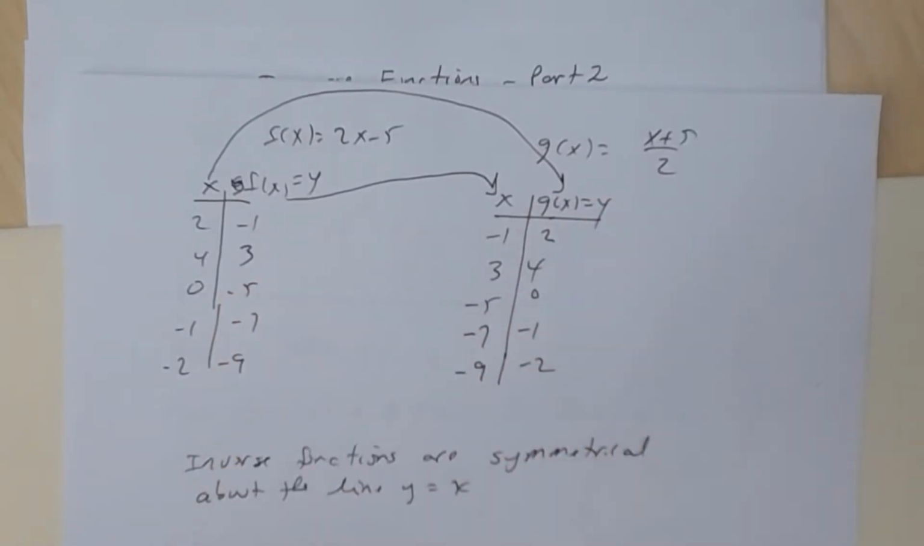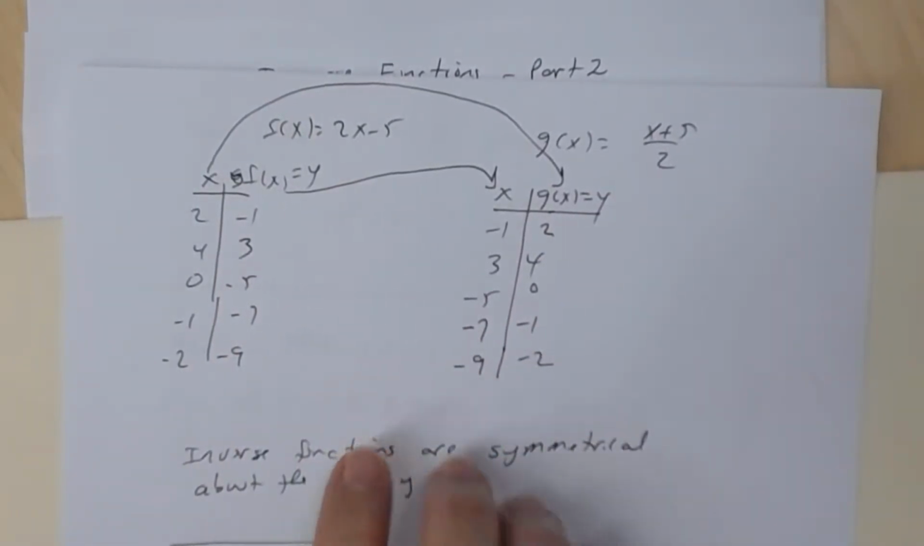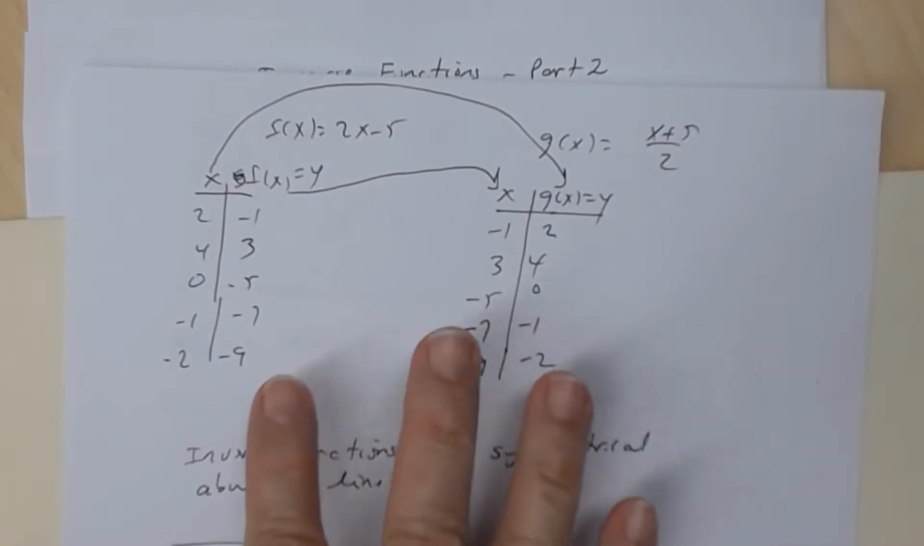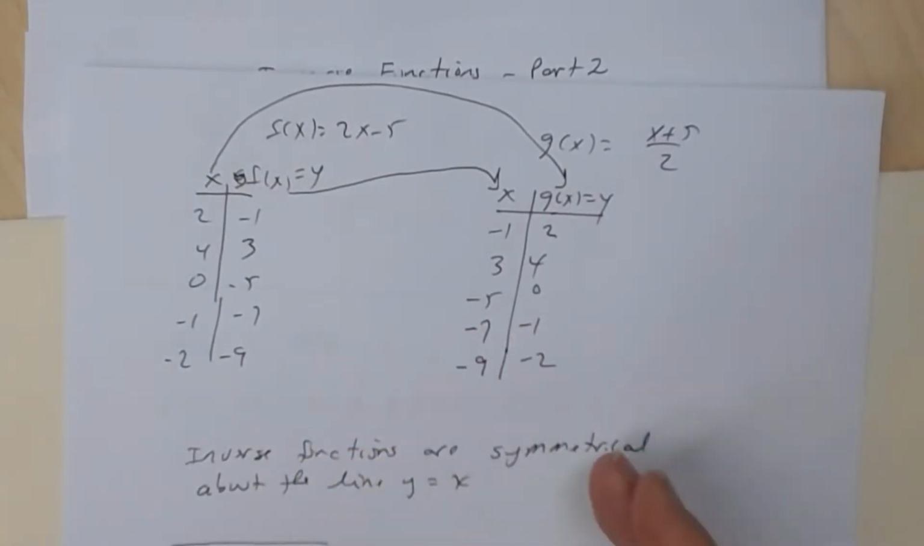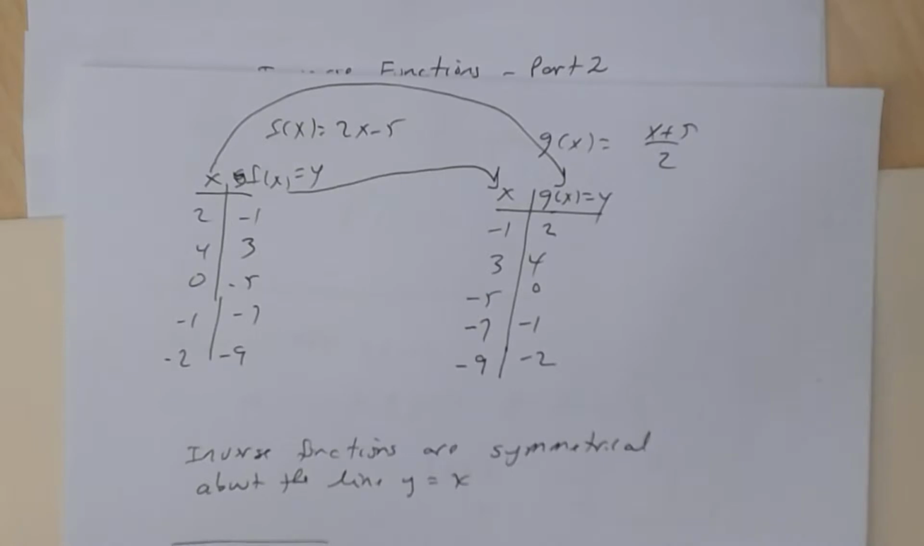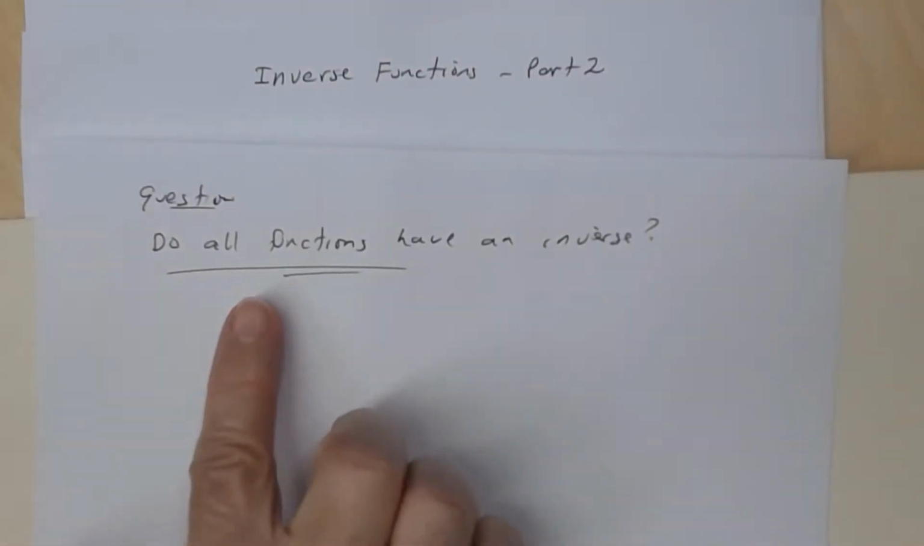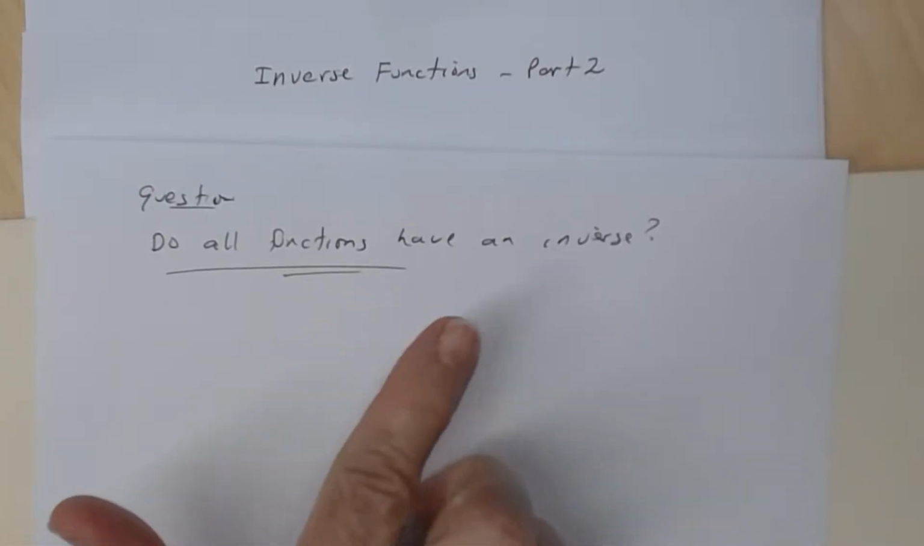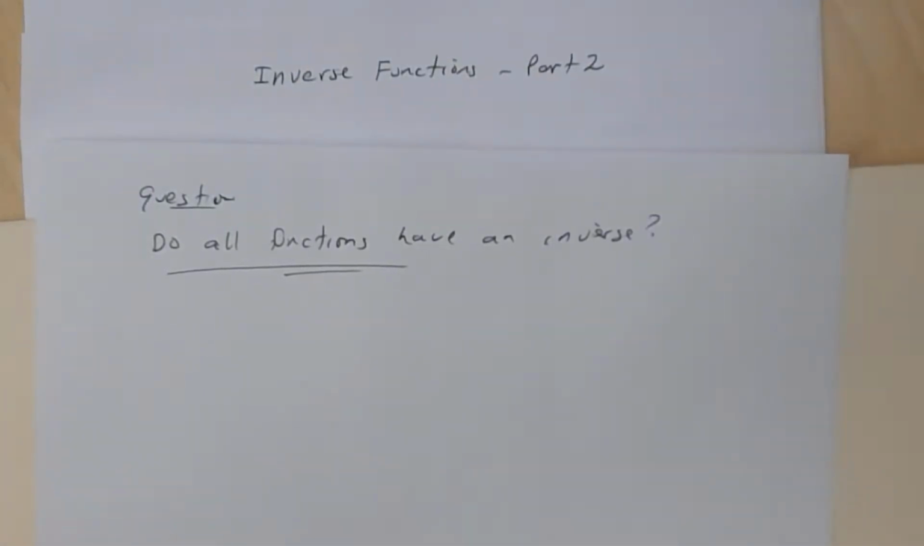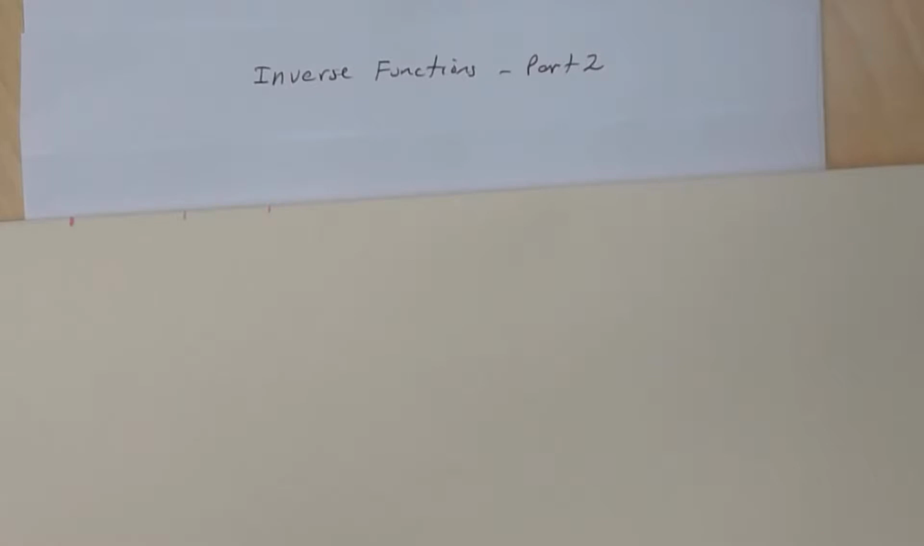All right, now in part 2, we're going to come back and look at these two tables for a continuation of a discussion dealing with inverse functions. One of the questions we asked at the end of part 1, the final question, was this: do all functions have an inverse? That's going to be part of what we discuss in part 2. That's the question that we need to work on.